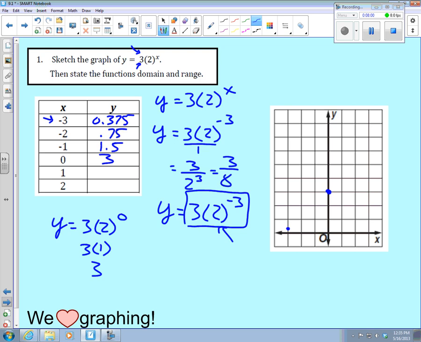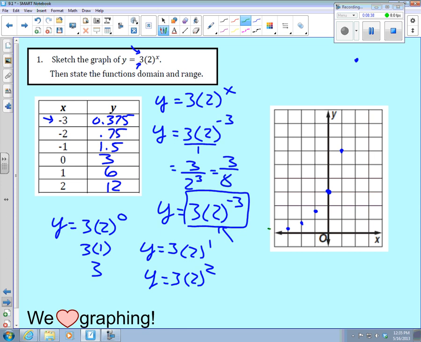Plugging in the other points, 0.75, 1.5. You can see we're kind of going up here. Plug in 1. Y equals 3 times 2 to the 1st. That's going to give me 6. And y equals 3 times 2 to the 2nd. 2 squared is 4. 4 times 3 is 12. Graphing those also. (1, 6). Double it up right there. Double 6, you get 12. It's going to be up here somewhere. Kind of off the graph, so we don't really have to worry about it.